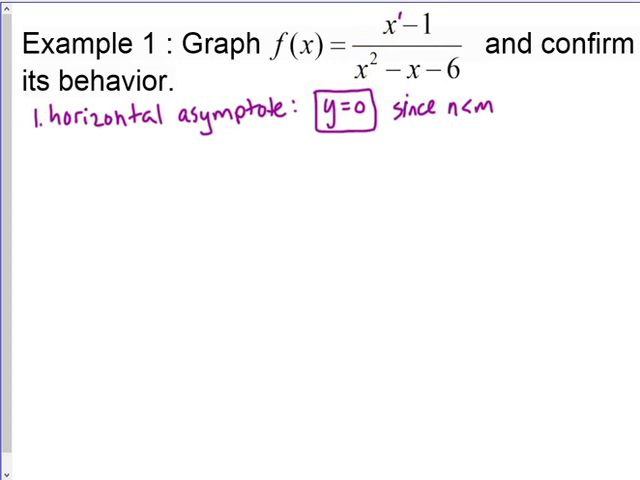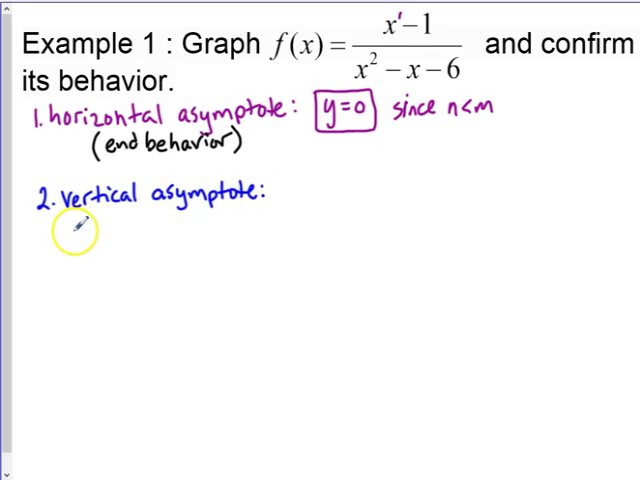Okay, next, let's find out the vertical asymptote. Again, that was our end behavior right there. So in other words, the end behavior means out at the extremes, the y values are going to get really close to 0. Let's talk about the vertical asymptote.